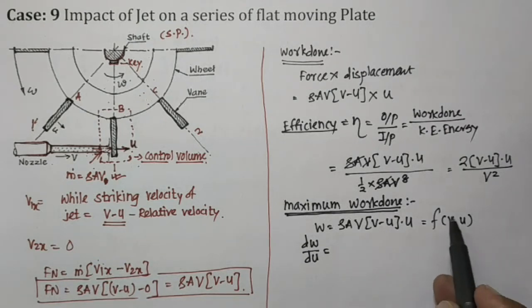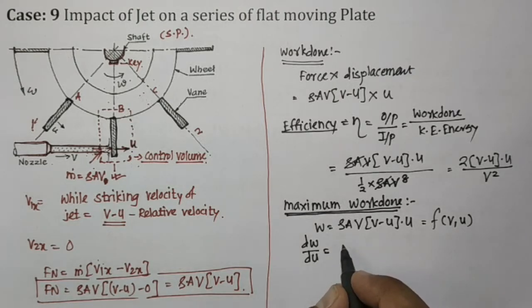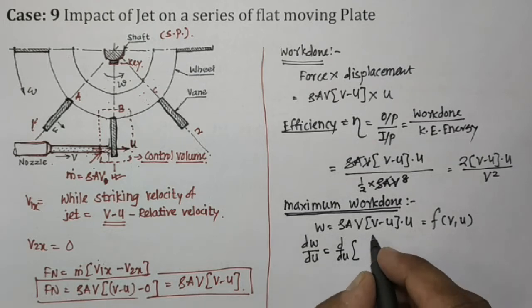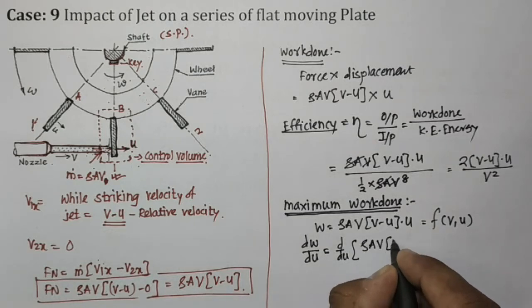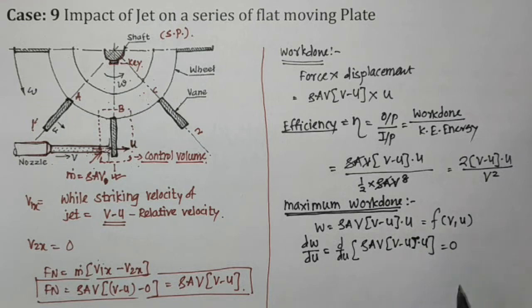Because the jet velocity does not change, the only thing that could be changed is u, that is what we call the velocity of the vane. Because of that reason, we have taken the change in work done with respect to u. So d upon du of this equation rho a (v minus u) into u is equal to 0.